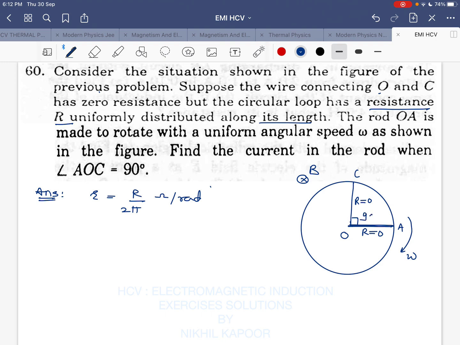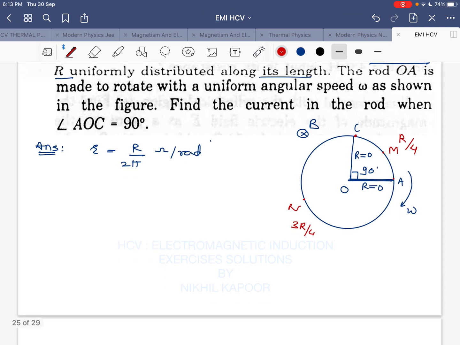So at the instant when this is 90 degrees, the resistance of this arc, let us say this AMC, will be R by 4, and resistance of this portion, this is CNA or ANC, would be 3R by 4. Now due to rotation of the rod, the EMF will get induced in OA. I am not considering the direction, whatever the direction is. Suppose this is positive, this is negative, for example. Or you can take the direction if you want by applying the right hand rule.